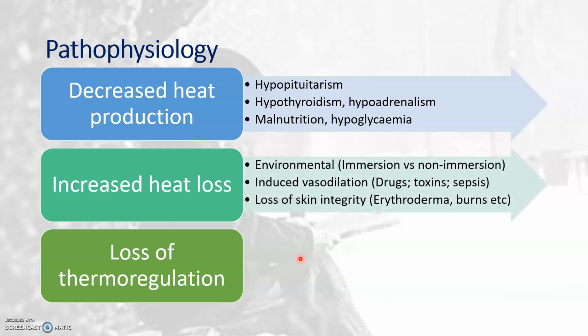There may also be increased heat loss from environmental factors, and this can be divided into inertial hypothermia and non-inertial hypothermia. Drug-induced and inappropriate vasodilation as seen in certain drugs and toxins, including alcohol, and in sepsis, or the loss of skin integrity in some skin conditions such as erythroderma or extensive burns.